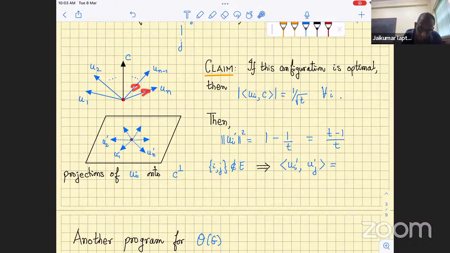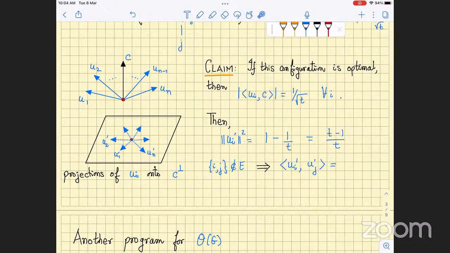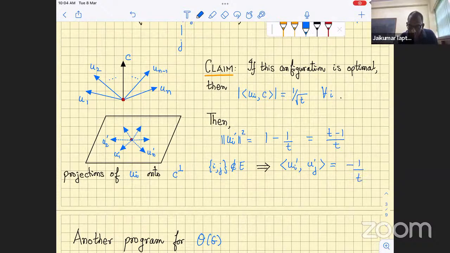Now, their dot product we can compute in this basis, where C is one of the basis vectors and the rest is here. Okay, so the dot product will be, there is already a contribution from their component along C and then the rest of the component. So from that we should be able to figure out what this dot product should be. What should it be? Minus 1 by t. So is everybody okay with this?